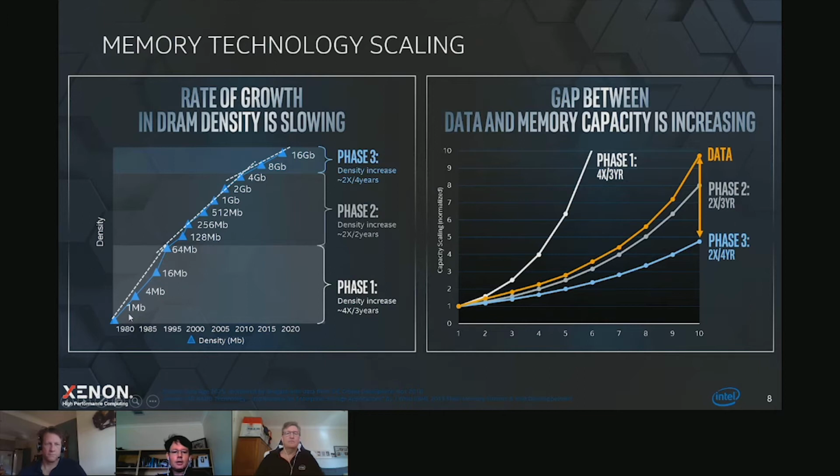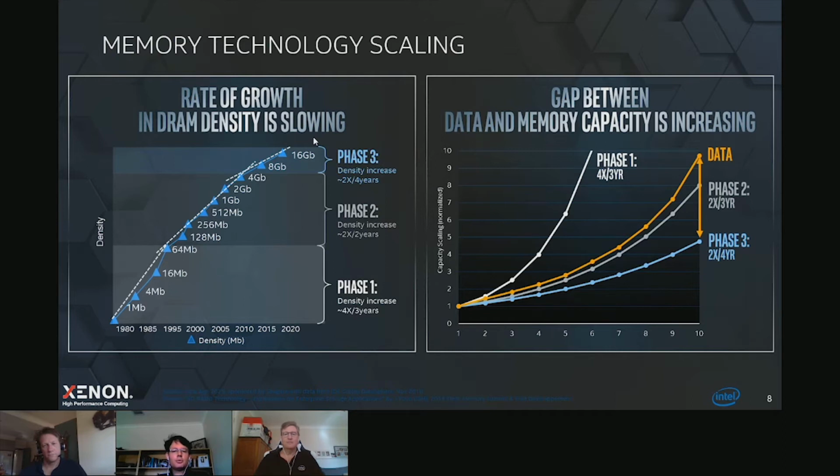phase in the 1980s and early 90s, where we saw a density increase, meaning a capacity per area in the chips, of about 4x every 3 years. That then was followed on by a second phase, where it was growing only by 2x every 2 years. And today, we're really in this third phase, where because of various process technology challenges, it has really slowed down to about 2x density increase per 4 years.